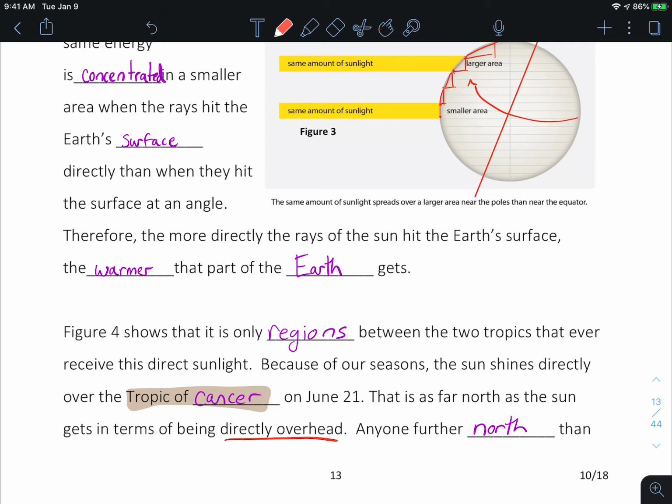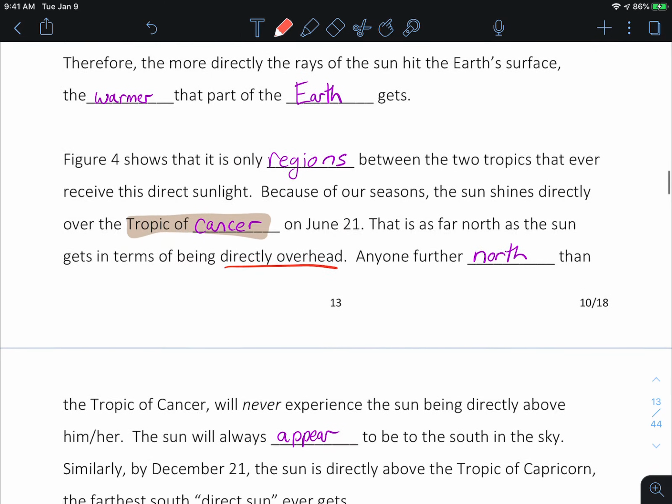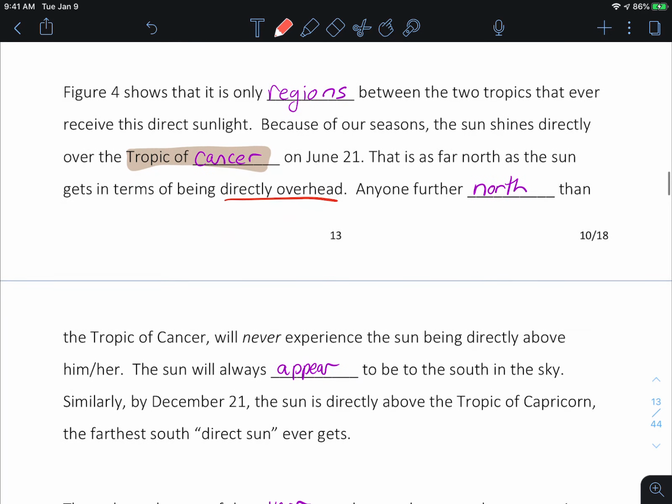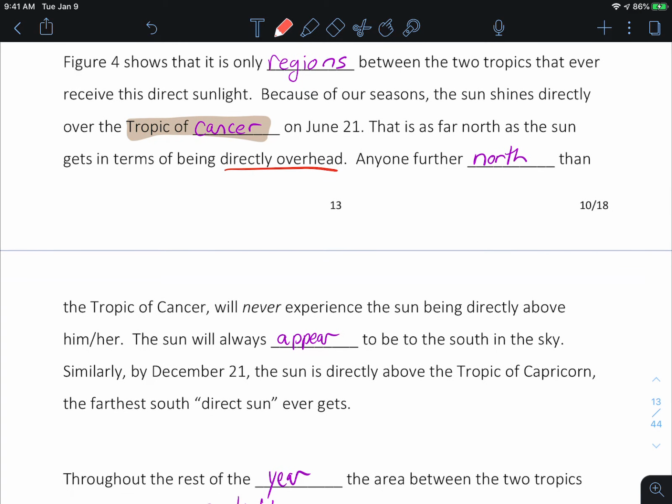Anywhere like Manitoba, we're way past the Tropic of Cancer. We will not notice the sun being directly overhead. We'll always see the sun as being somewhat to the south, even on June 21st. Anyone further north than the Tropic of Cancer will never experience the sun being directly overhead. It might be pretty close, but the sun will always appear to be to the south in the sky.